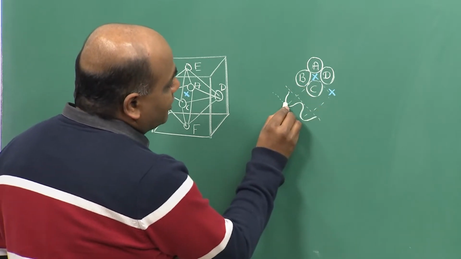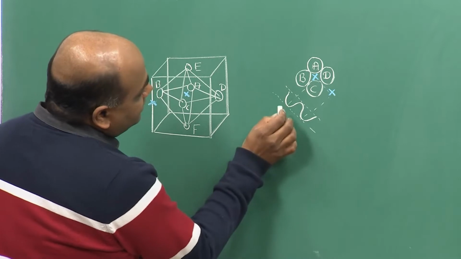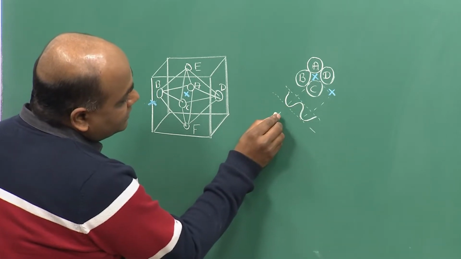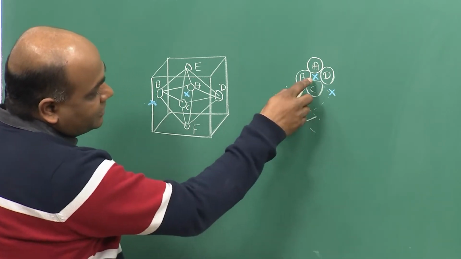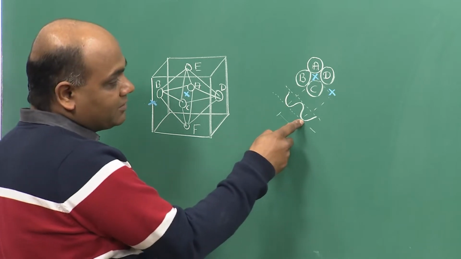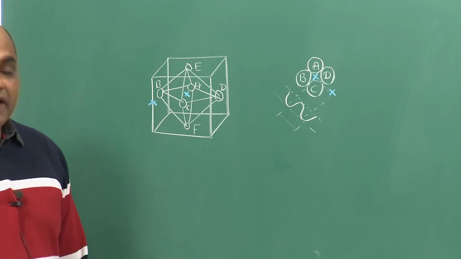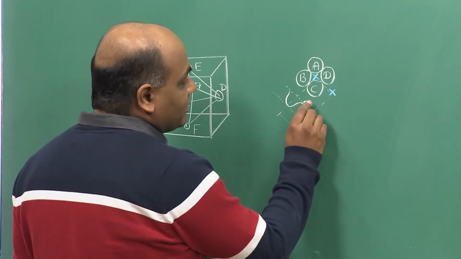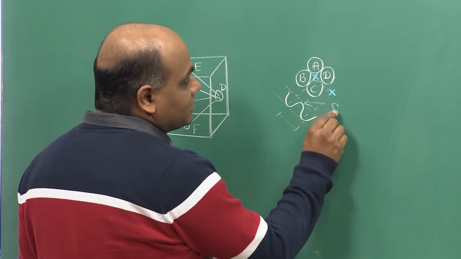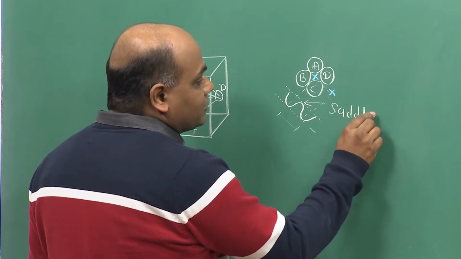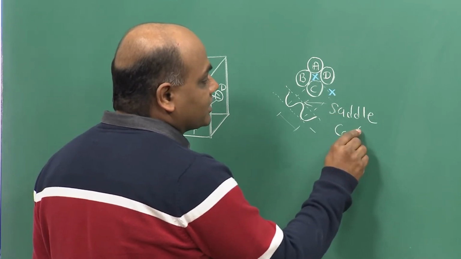So, I am drawing energy versus the distance. This is the x coordinate. The first position is at minimum, the second position is at minimum, and there will be a maximum in between. And this maximum position corresponds to what we call the saddle configuration.